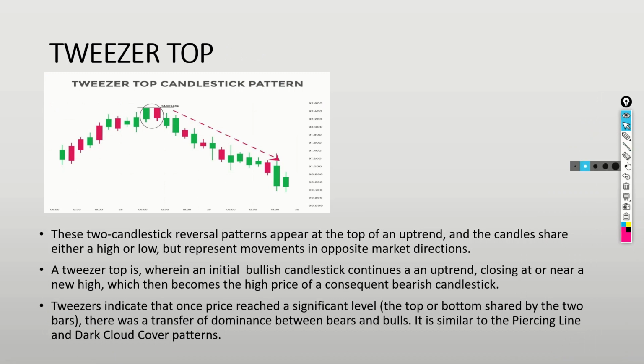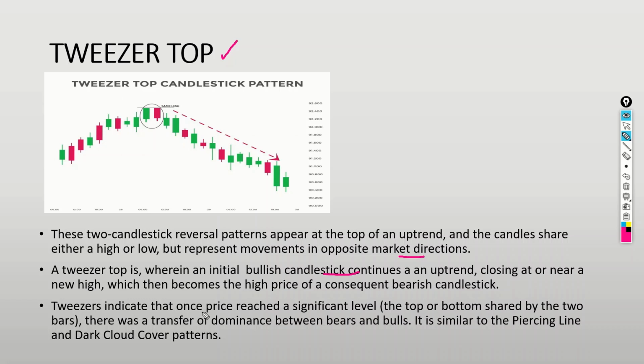So the opposite of tweezer bottom is of course tweezer top. These two candlestick reversal patterns appear at the top of an uptrend, and the candles share either a high or a low, but represent movements in opposite market directions. So tweezer top is an initial bullish candlestick that continues in an uptrend, closing at or near a new high, which then becomes a higher price of the consequent bearish candle.